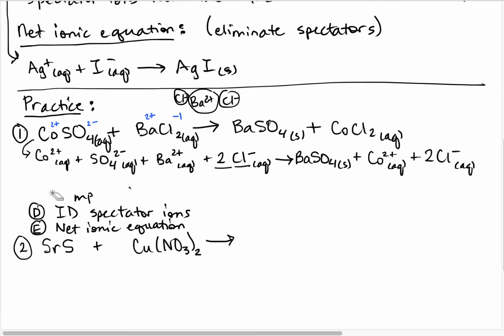Now we can identify the spectator ions because we can see the ones that don't change from the left to the right. So we can find that cobalt is hanging out as a soluble ion on both sides, and these two chlorides also are hanging out. So these are our spectator ions.